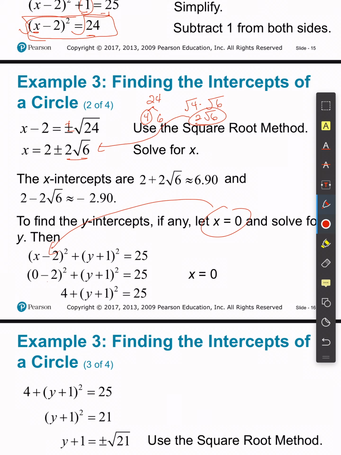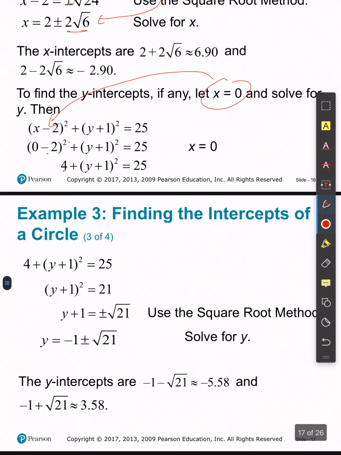Remember that if -2 gets squared, it turns positive, right? A couple of reminders here. Solve this, we get y plus 1 squared, sorry, is equal to 21. Take the square root of both sides, and the big thing that people always forget is when you take the square root of this, we have to consider the positive and the negative. So it'll be plus or minus.